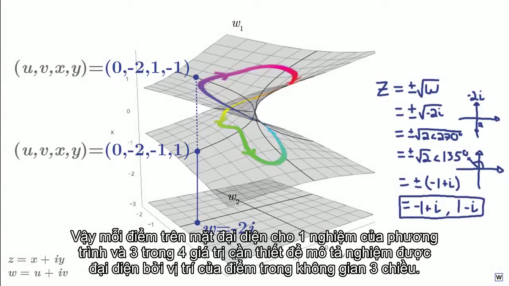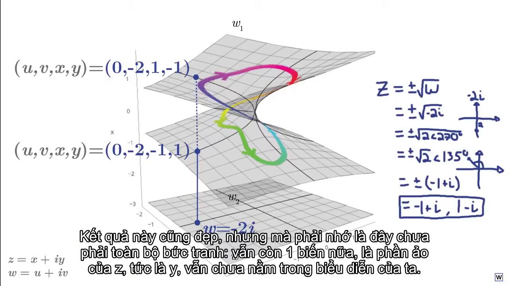So each point on our surface represents a single solution to our equation, and 3 of the 4 values needed to describe the solution are represented by the point's location in 3D space. This is a nice result, but we must remember that this is not the whole picture. There's another variable, the imaginary part of z, we call this y, that is not included in our visualization.